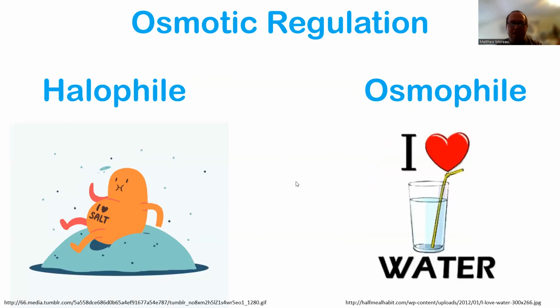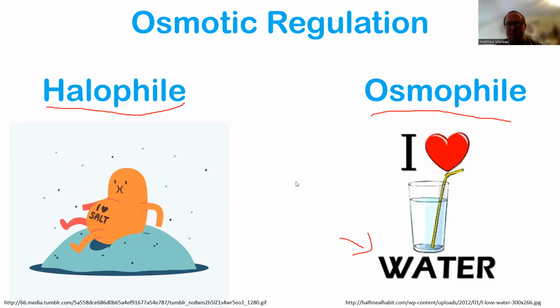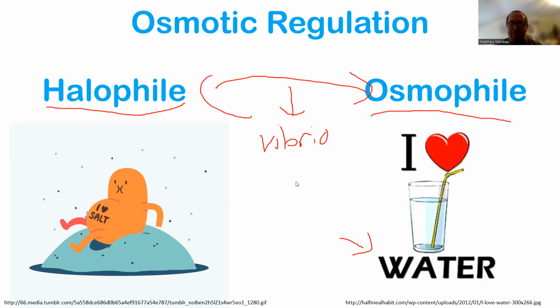We also have osmotic regulation. There are halophiles. Halophiles are bacteria that grow in high salt concentrations, and then there are osmophiles, which grow in high water concentrations. And you can have the combination between the two, osmohalophiles. And good examples of these are Vibrio species, which live in the ocean. So they're surrounded by water and they're surrounded by salt.